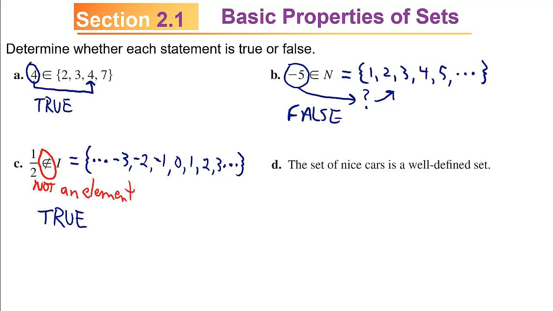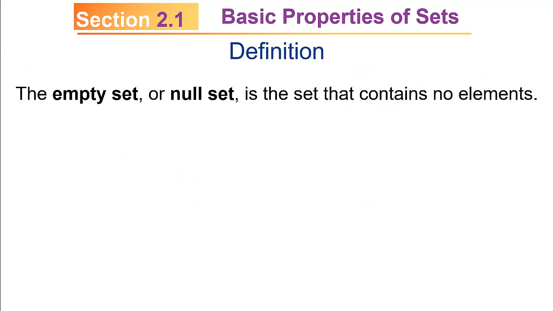And finally, D, the set of nice cars is a well-defined set. Is that true or false? Well, again, very similar to what I said earlier with the example about songs. That's sort of an opinion question. It is not well-defined, so the set of nice cars is definitely not a well-defined set.